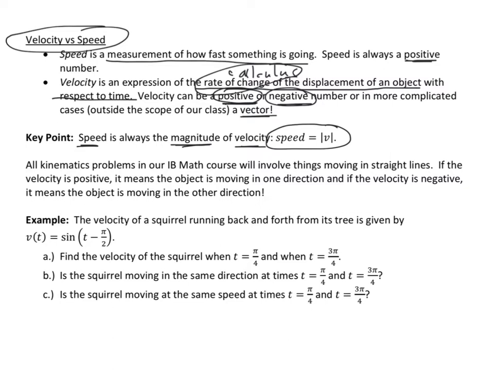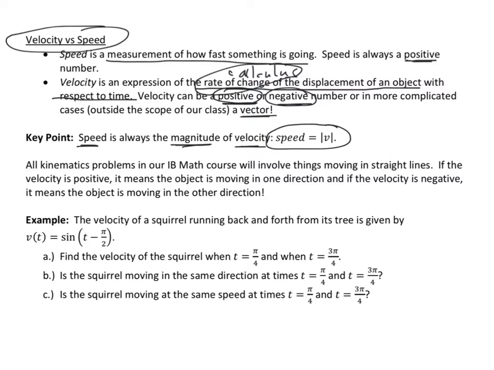Okay. So the good news is all of the kinematics problems in our math course are going to involve things moving in straight lines. Okay. So that means that if the velocity is positive, then the object is moving in one direction, and if the velocity is negative, it's moving in the other direction. Like, that's how we're going to think about it.